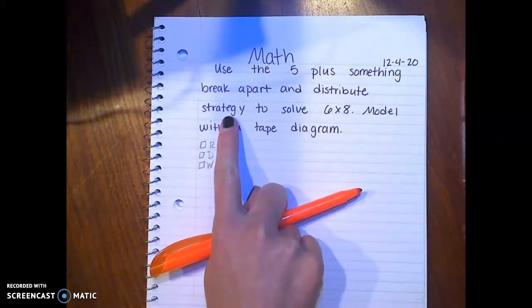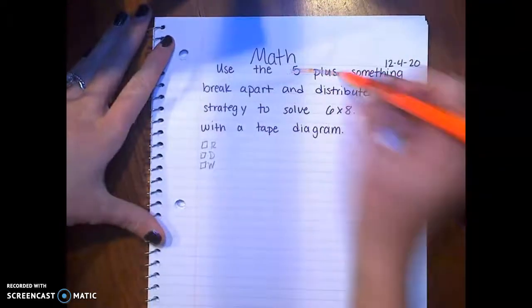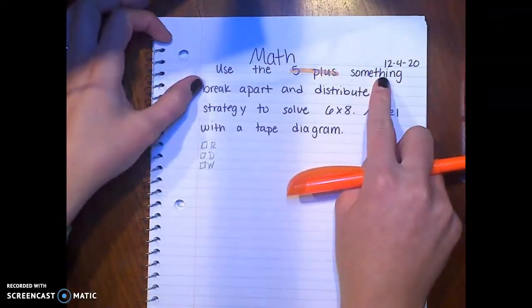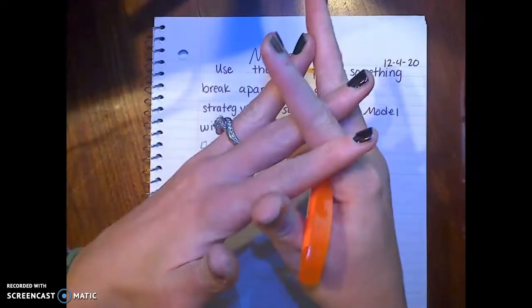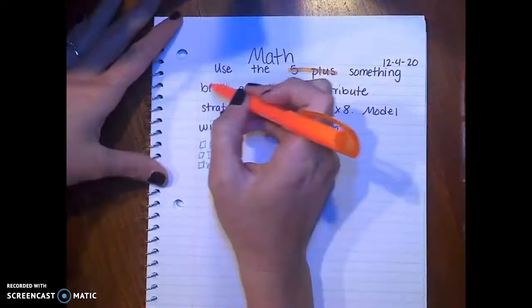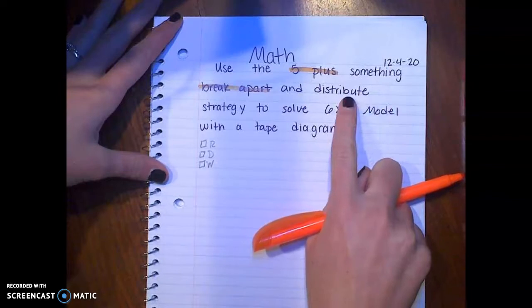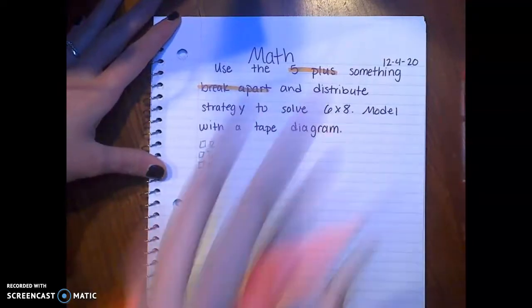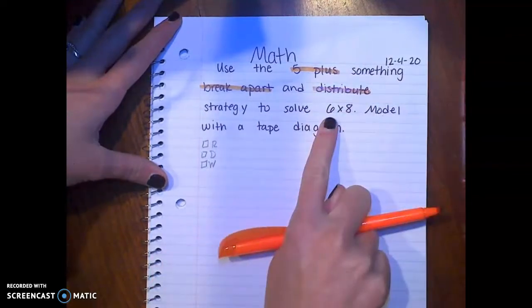Oh boy, 5 plus something. I'm going to highlight 5 plus because I know I'm going to be using 5 plus something. Break apart. Wait a minute. Break apart. Oh, decompose. I know that. I'm going to use my break apart or decompose and distribute. Remember we talked about the word distribute means to give, to pass out. And distribute strategy to solve 6 times 8.